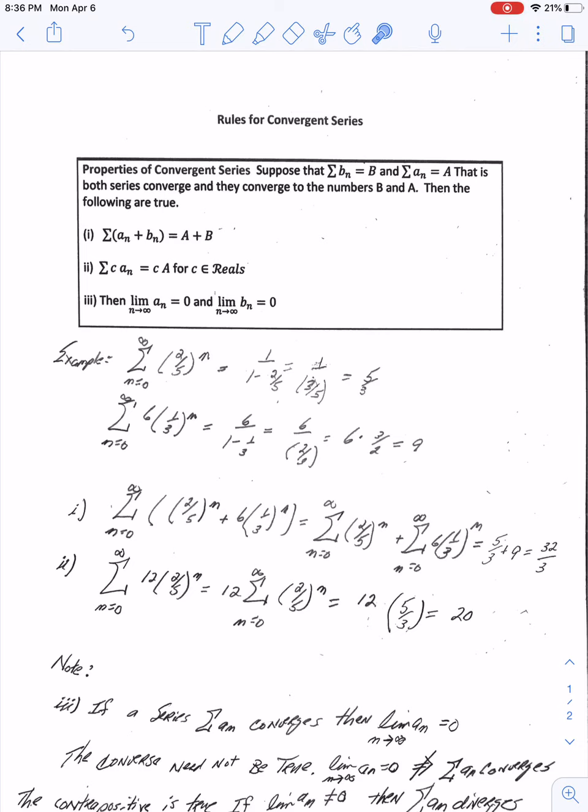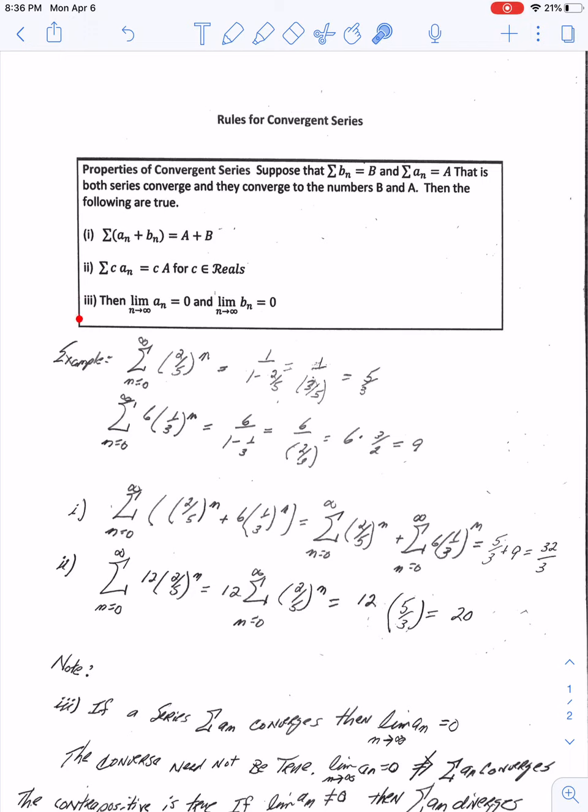Well, then what does the series An plus Bn converge to? Well, as you might guess, it's going to converge to A plus B. What does the series summation of C times An converge to, where C can be taken to be any real number? The answer is, and I bet you would guess, C times A.